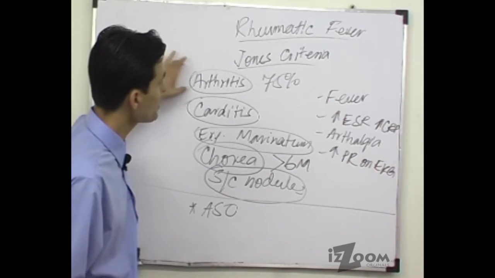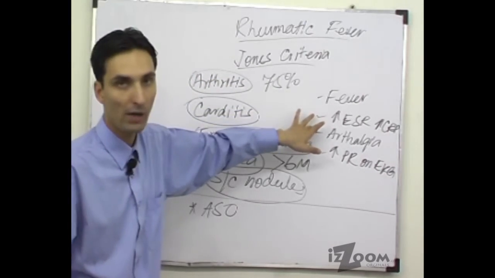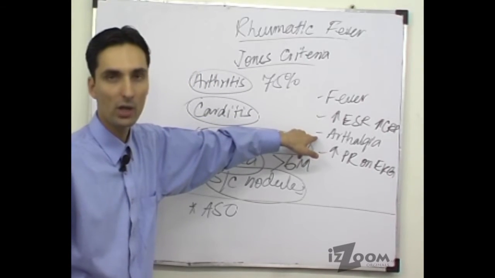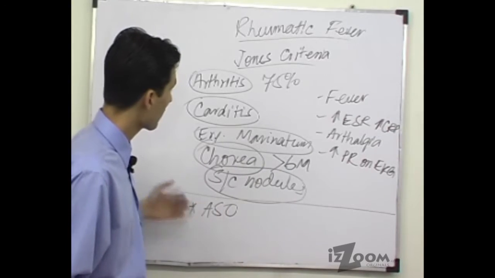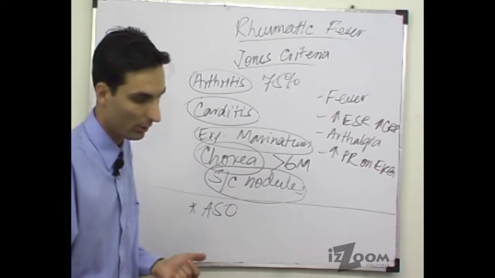But arthritis, along with arthralgia, cannot count as one major and one minor criterion. If the person has arthritis, then you cannot count arthralgia as one of the minor criteria. And along with this diagnostic criteria, evidence of a streptococcal infection is also required.